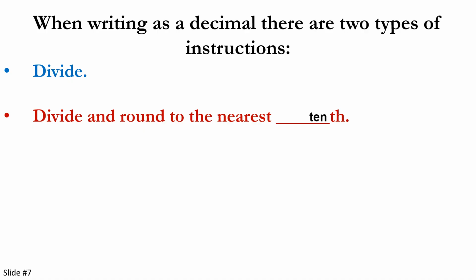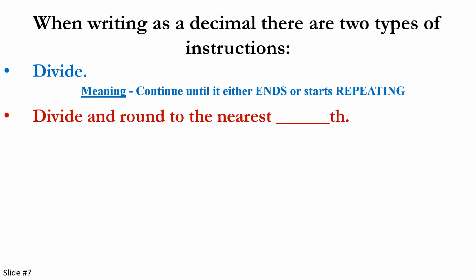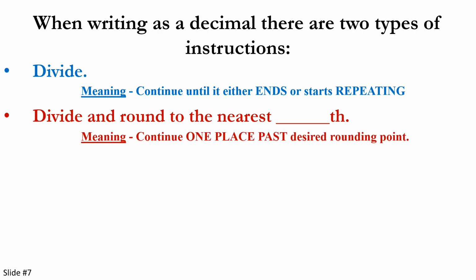Okay. When writing as a decimal, there are two types of instructions. Divide, or divide and round to the nearest tenth, hundredth, thousandth, and so on. When it says divide, it means continue dividing until it either ends or starts repeating. When it says divide and round to the nearest, that means continue dividing one place beyond the desired rounding point.